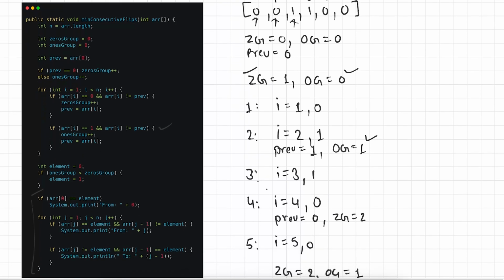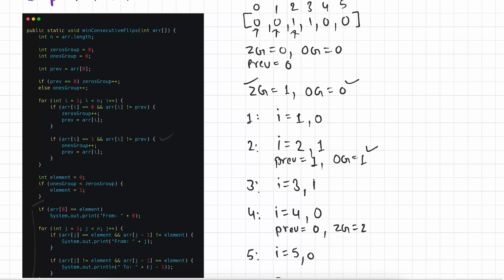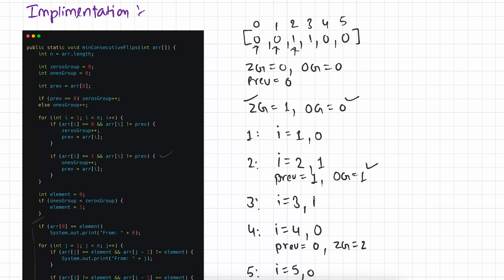In the next iteration, the value of I becomes 3. The value present at index 3 is 1. So we check if it is equal to previous or not. It is equal to previous, so we are not doing anything here. Then in the next iteration, the value of I becomes 4. The element at index 4 is 0 and 0 is not equal to previous. So we increment zeros group to 2 because it is the beginning of a zeros group. And we store the value of the element at index 4 in the previous variable.